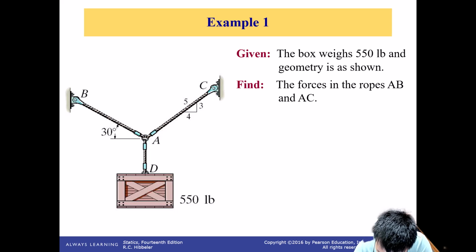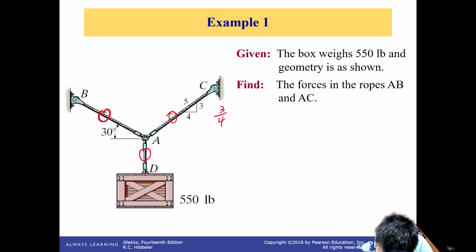For example, you have a box. Its weight is 550 lbs and the geometry is shown here. We have the cable AD, cable BA, and the cable AC. We know the cable BA's angle to the horizontal line is 30 degrees, and we know the slope of the AC is 3/4.